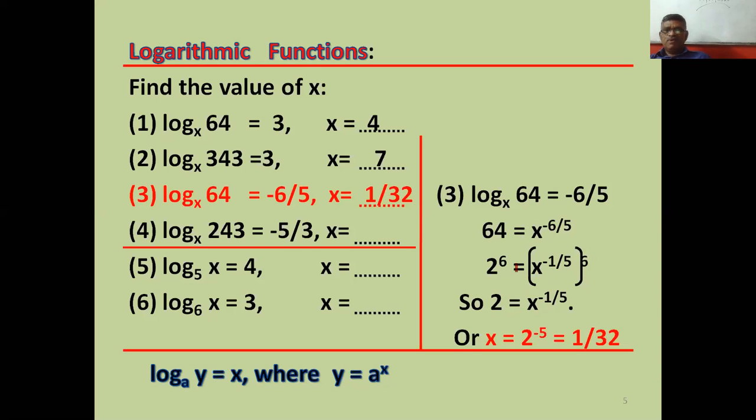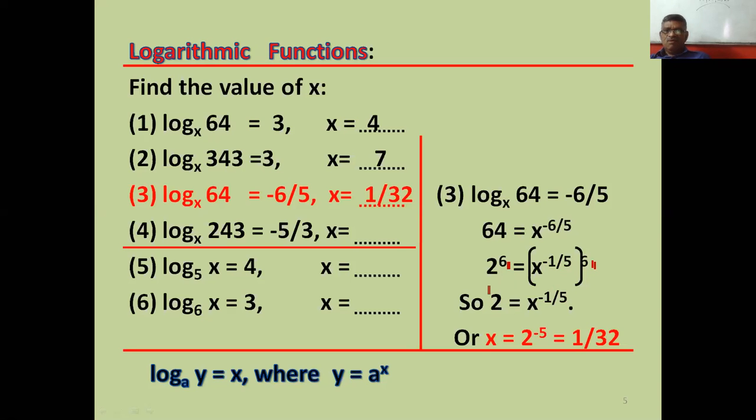So we have the power 6 here, power 6 here. So I equate the bases. 2 raised to 6, power is 6. 2 raised to 1 by 5 raised to 6, power is 6. You see the power is 6. So I equate the bases. What is that? 2 equal to x raised to minus 1 by 5. Are you able to read? 2 equal to x raised to minus 1 by 5.